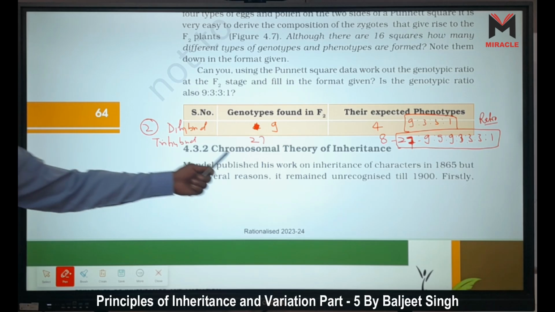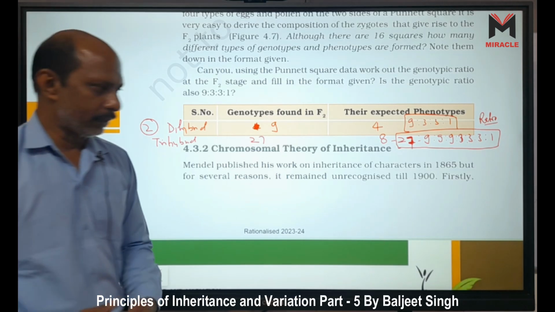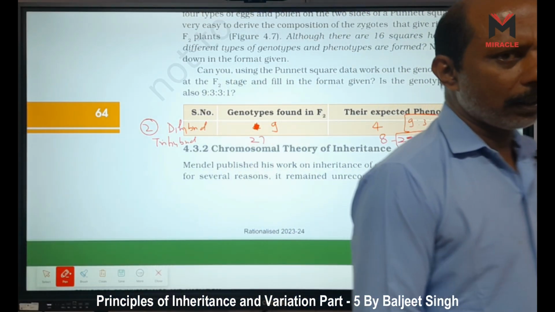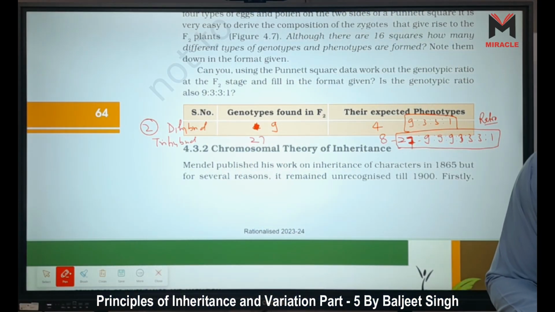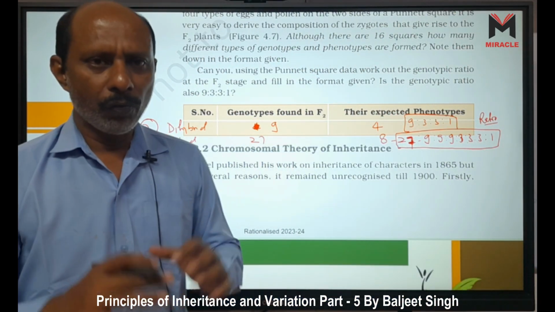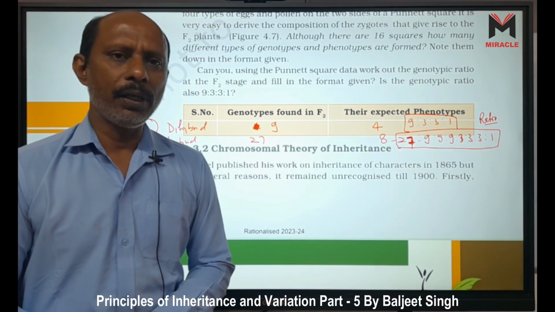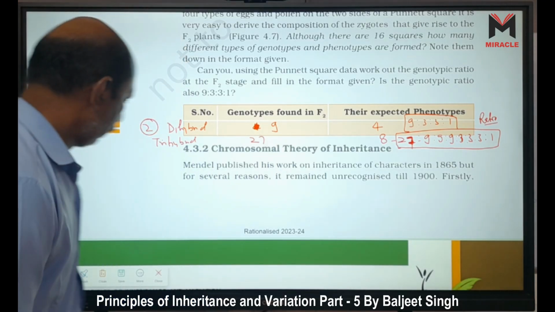Now, the next point is the chromosomal theory of inheritance. Before going to the chromosomal theory of inheritance, first I will tell you about polygenic inheritance. In polygenic inheritance, what happens? Polygenic inheritance means when more than one gene is responsible for expressing a specific, single trait, it is called polygenic inheritance. You can see here.